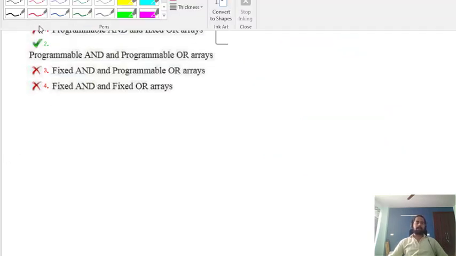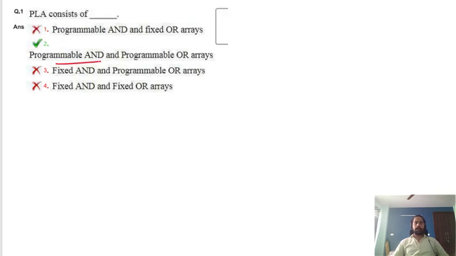Next question, PLA. PLA consists of programmable AND and programmable OR arrays. So option second will be the correct answer.